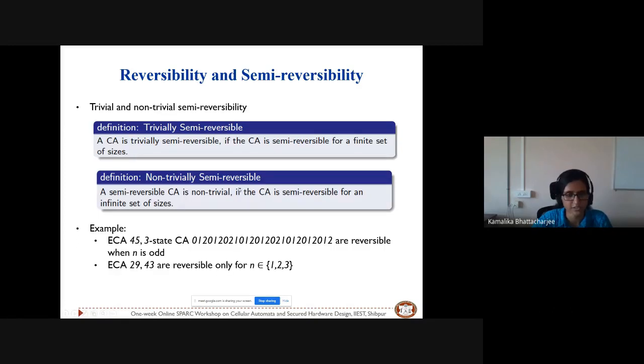For example, if we take ECA 45 or this 3-state CA, these are reversible when n is odd. So if n is odd, that is the set of odd natural numbers, this is also an infinite set. So we call it non-trivially semi-reversible. Whereas if we take ECA 29, 43, these are reversible only when n is either 1, 2 or 3. This is a fixed number of cells. So we call it trivially semi-reversible.